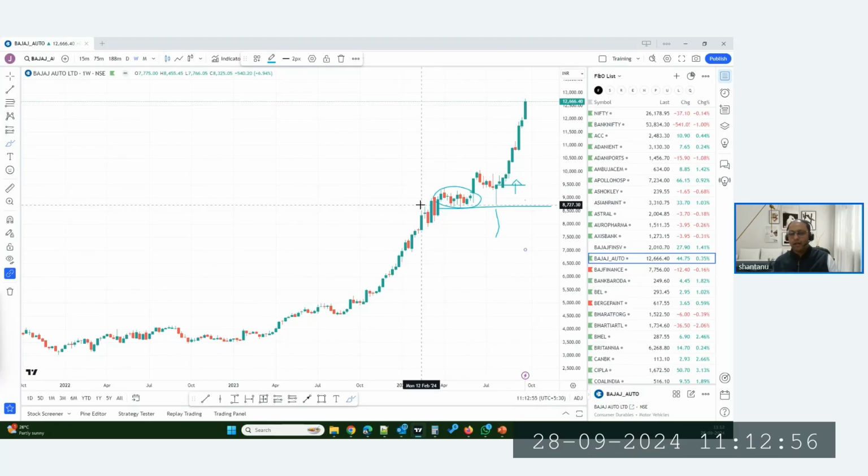Now for swing trading, I usually use a risk reward of 1:2. For Bajaj Auto, your risk is 9,500 to 8,600. So 900 rupees of risk. I'll be waiting for a reward of at least 1,800 rupees. You will always follow 1:2 risk reward for swing trading.